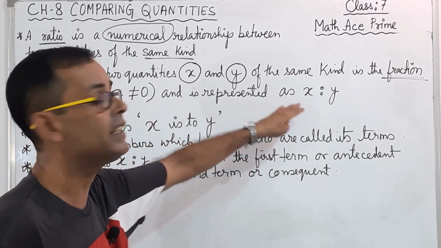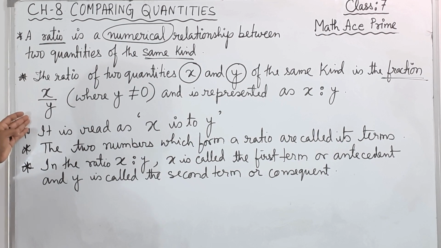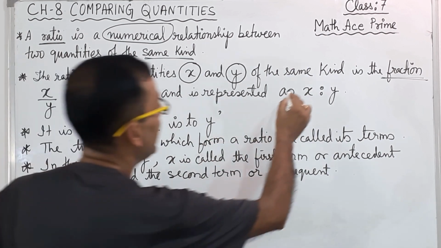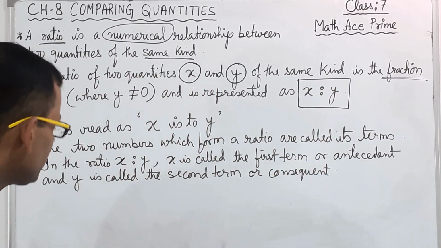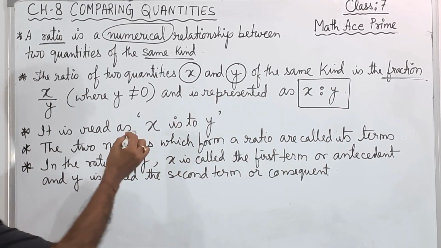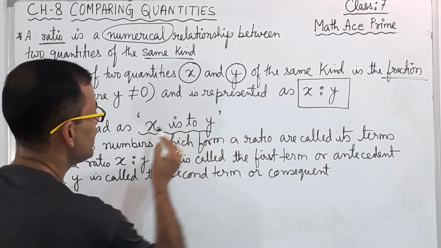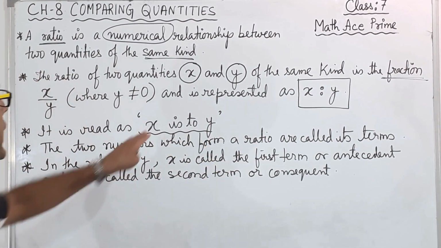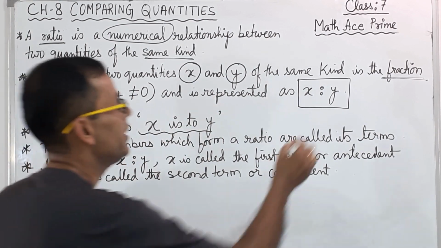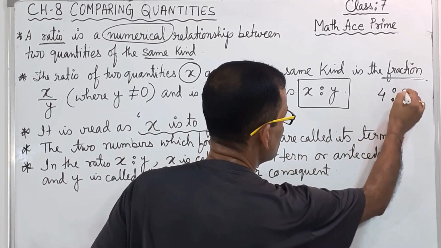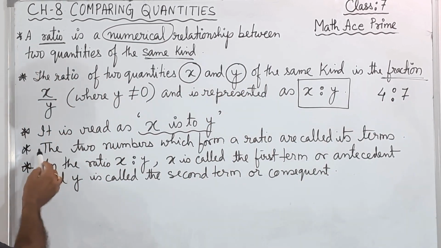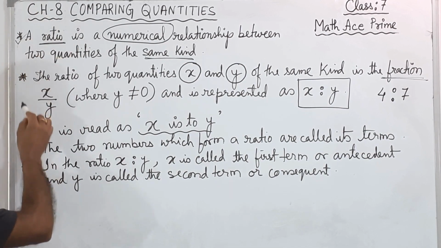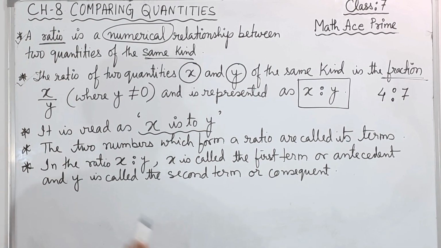And this x by y is represented as x is to y. This symbol is what? Is to. It is read as, how to read it? X is to y, okay. How will we read it? X is to y. Suppose if I say 4 is to 7, how to read it? 4 is to 7, okay. Now next one. So what is ratio? You understood. How it will be formed, that you also understood. How you can read it, that you have also understood.